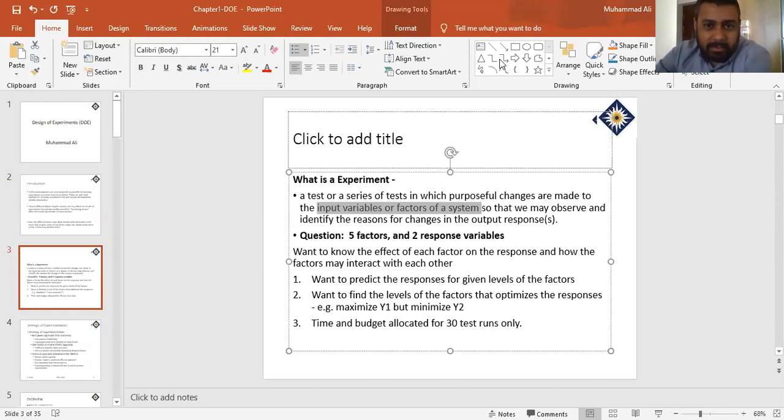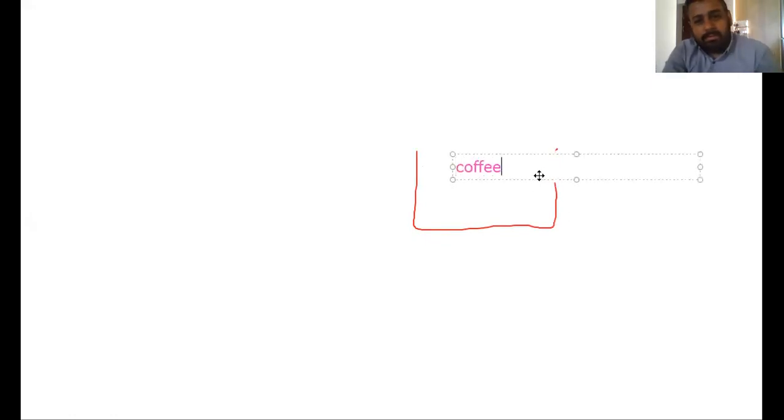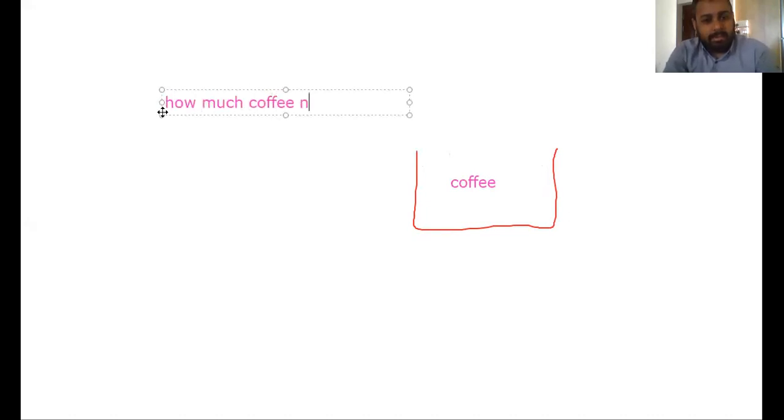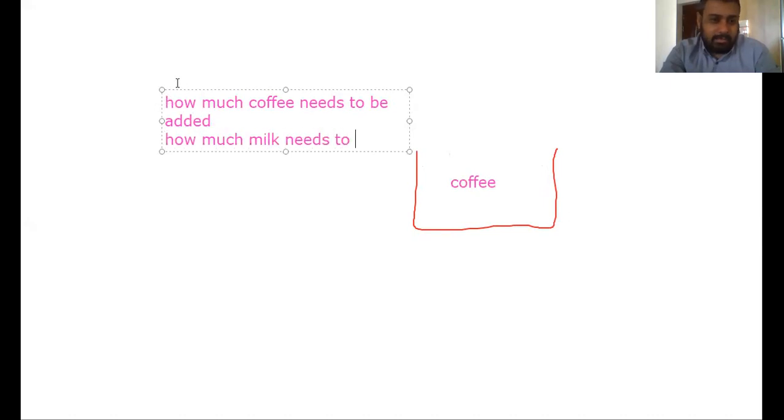whiteboard, let me stop this presentation and open the whiteboard. Okay. Now, for example, we have a cup of coffee. This is a scenario I'm giving you here. Now, the question for this coffee is, how much coffee needs to be added? Or let's say you are making cappuccino, so how much milk needs to be added? Or how much sugar needs to be added?